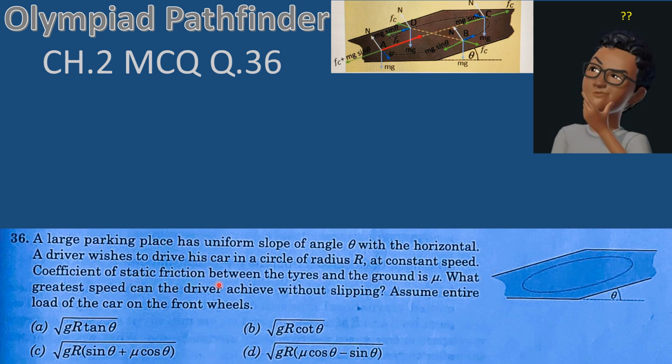Coefficient of static friction between the tires and the ground is mu. What greatest speed can the driver achieve without slipping? Assume entire load of the car on the front wheels. So we have to select the correct choices from the given options. Let us solve this question.